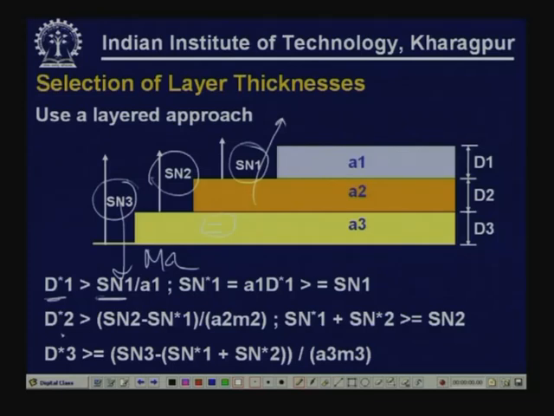Similarly, D2 star has to be greater than or equal to SN2 minus SN1 star that is already provided, divided by a2, where a2 is the layer coefficient for the second layer, and we may use a drainage coefficient for the second layer also. So SN1 star plus SN2 star that is actually provided has to be greater than or equal to SN2 that is required. Similarly, D3 star also can be obtained as greater than or equal to SN3 minus (SN1 star plus SN2 star) that is already provided, divided by a3 m3.